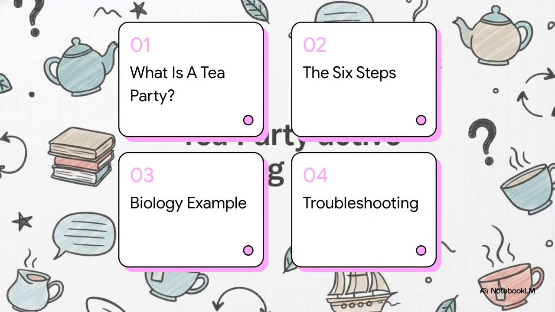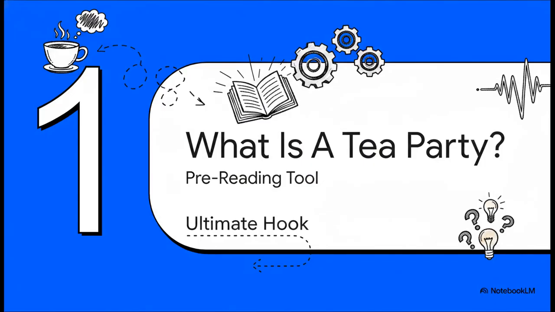Okay, let's take a quick look at our roadmap for today. First, we'll cover what exactly a tea party is, then we'll walk through the 6 implementation steps. After that, we'll dive into a really fun biology food chain example, and finally, we'll wrap things up by troubleshooting a common challenge.